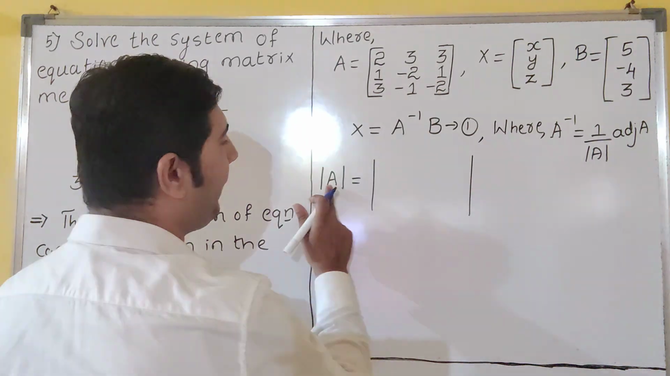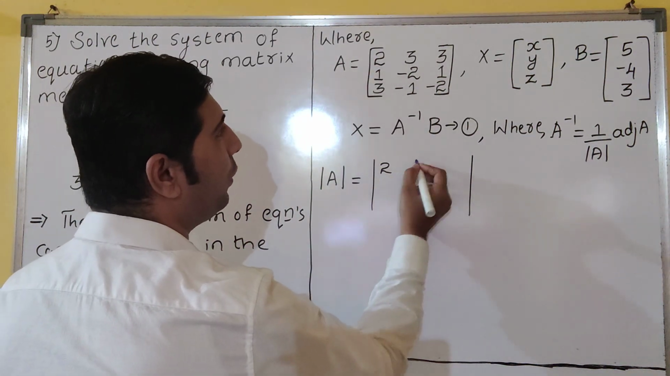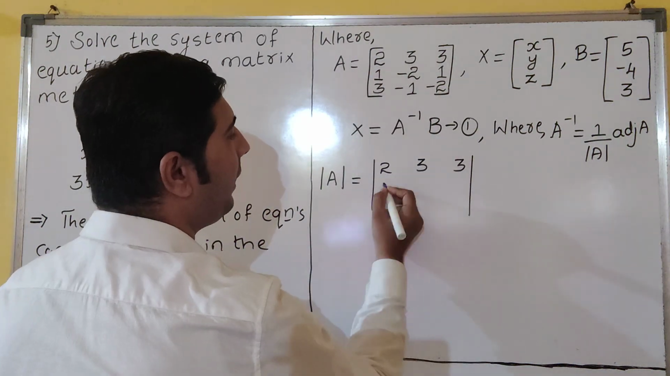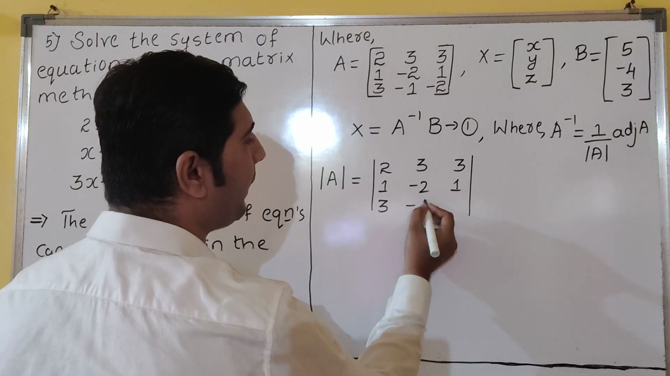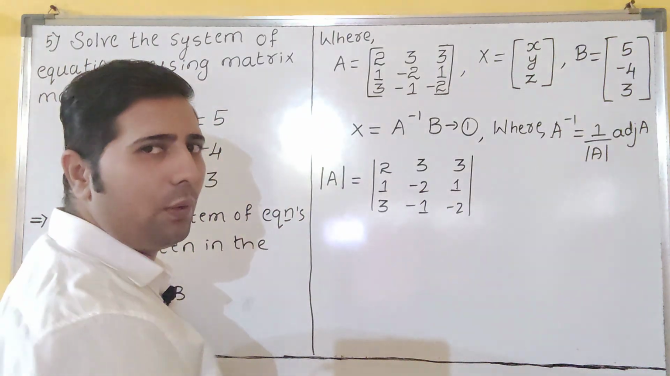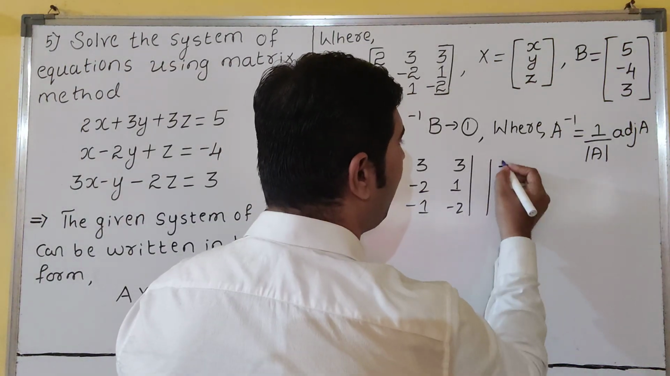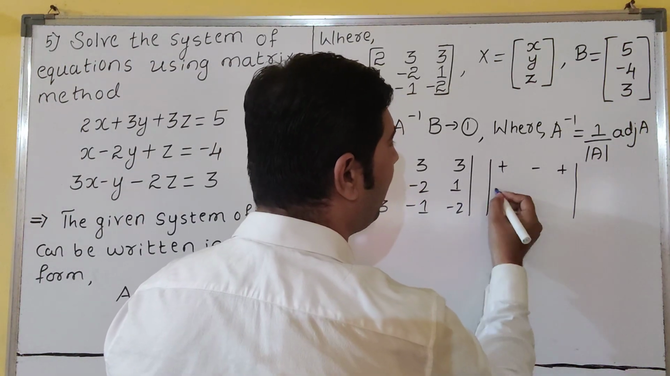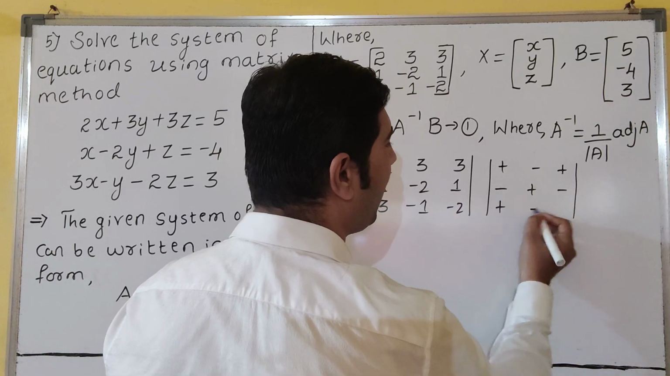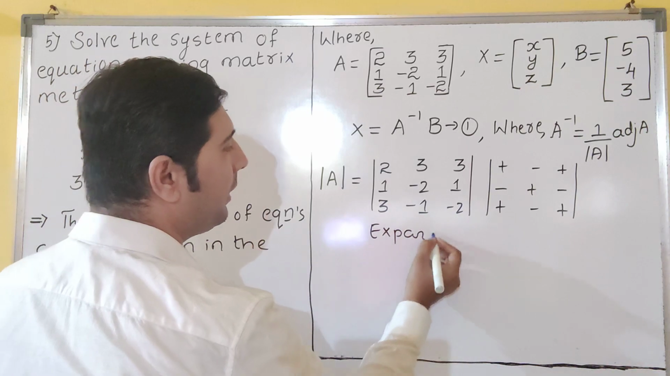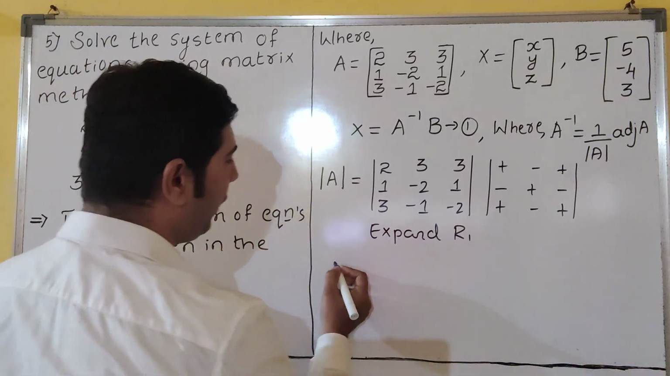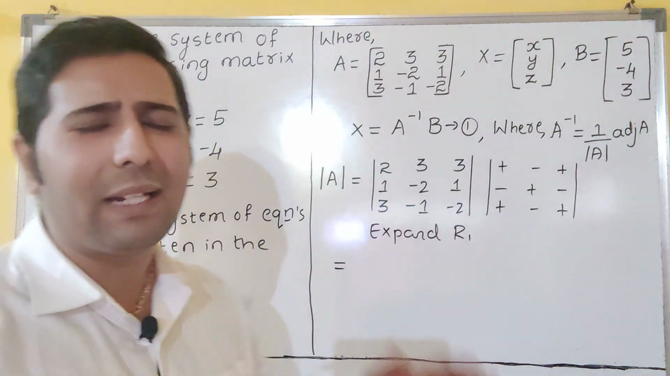So what is the A value? A is 2, 3, 3, 1, minus 2, 1, 3, minus 1, minus 2. And you know the formulas very well: plus, minus, plus, minus, plus, minus, plus, minus, plus. So expand along R1. Directly I will solve today. You can write like this only, you will get marks, dear students.